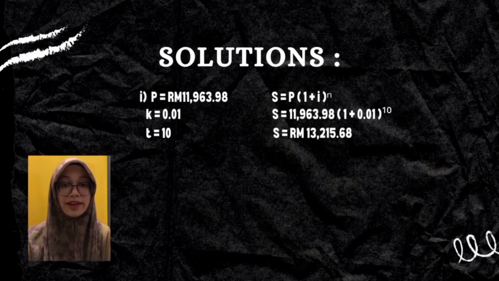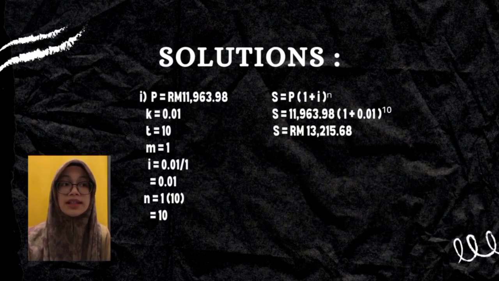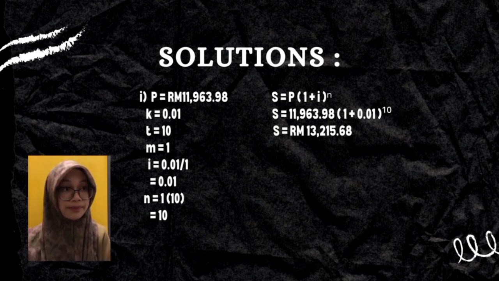Here is the solution for the first question. P, which indicate as original principal, is 11,963.98 ringgit, and K indicate as the nominal interest rate is 1%, which is equal to 0.01. T is a period in year, which is 10 years, and then M is the interest period, which is 1, and i is the interest rate per interest period, which is 0.01 per 1. Last but not least is n, which is number of years, is 1 times 10, which equal to 10.